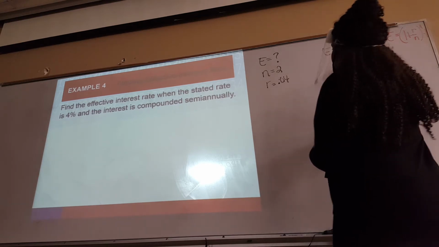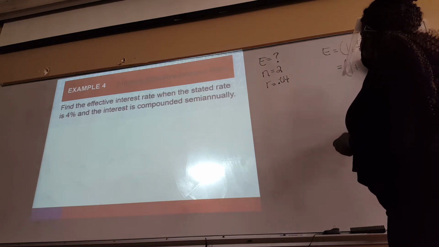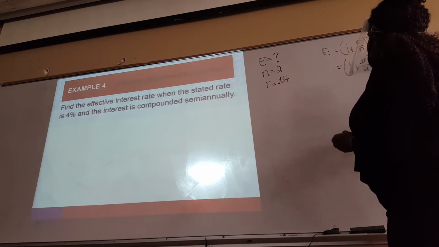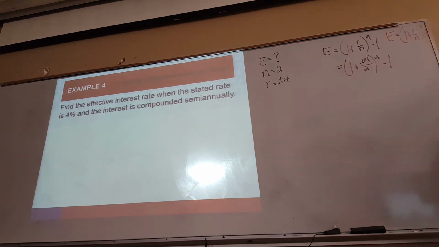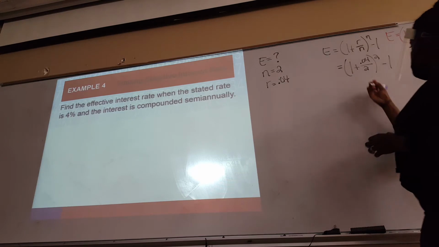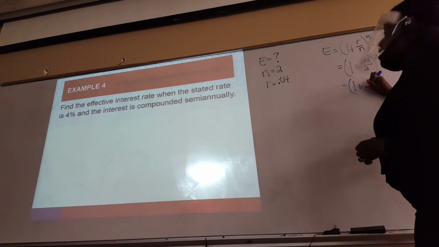The first thing we can do is plug in the numbers that we have. 1 plus r, which is 0.04, over n, which is 2, raised to the second power, minus 1. Everybody at least with me to this point? All right, so somebody give me 0.04 divided by 2. 0.02. Thank you.